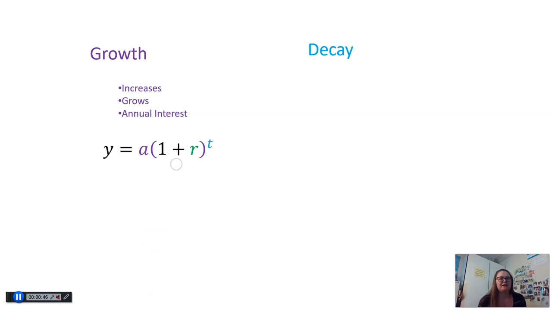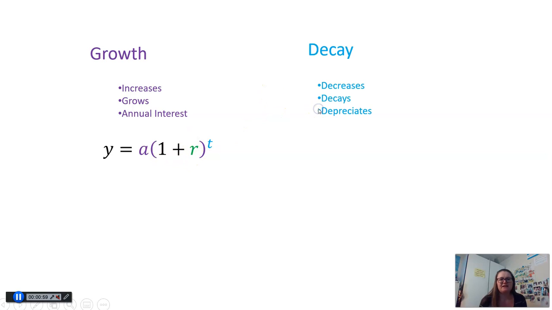So first of all, formulas and words to think about. For growth, words that you might see are increases, grows, or annual interest, which I know sounds weird, but everyone always gets confused about that one, so I like to put it on there. If it says annual interest, you're getting that money. Our formula is y equals a times 1 plus r to the t, and this should look pretty familiar. It's just instead of b right here, we have 1 plus r.